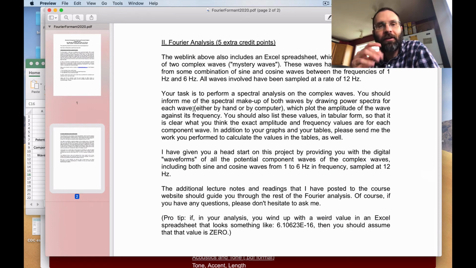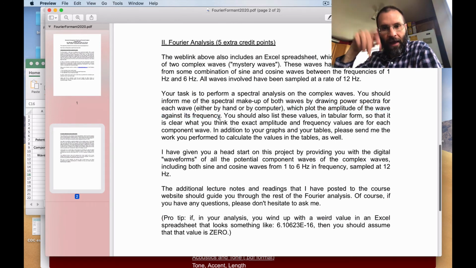You can do this either on a piece of graphing paper, longhand, or you can make the graph by computer, like in Excel or something similar. But what I want you to plot on those is the amplitude of the individual component waves against their frequency. So on the x-axis, you should see frequency. On the y-axis, you should see the amplitude of that wave.